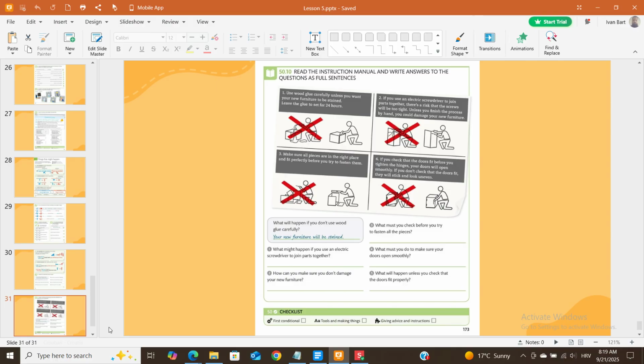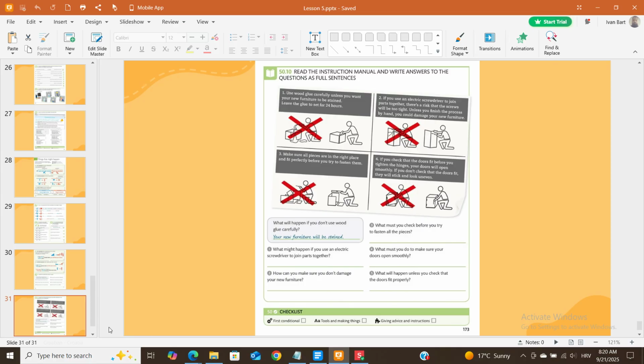What will happen if you don't use wood glue carefully? Your new furniture will be stained. What might happen if you use an electric screwdriver to join parts together? How can you make sure you don't damage your new furniture? What must you check before you try to fasten all the pieces? What must you do to make sure your doors open smoothly? What will happen unless you check that the doors fit properly?